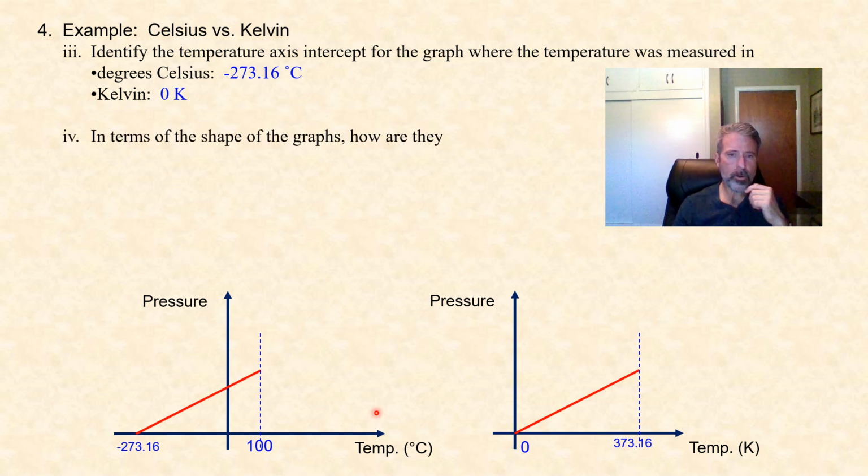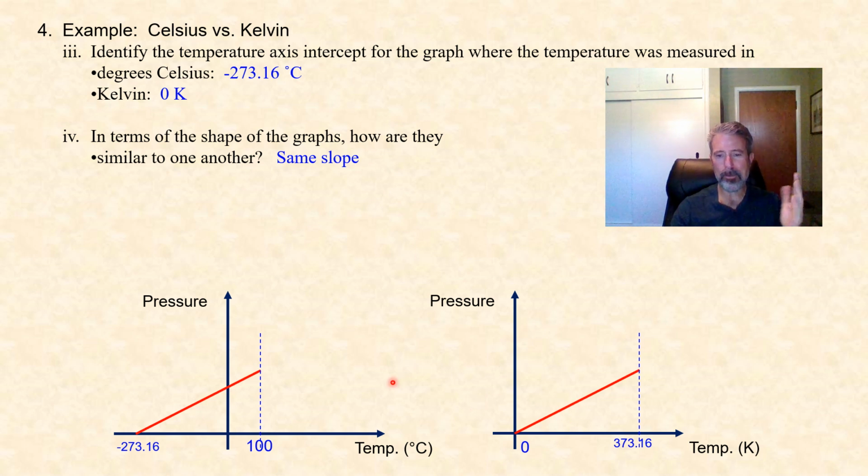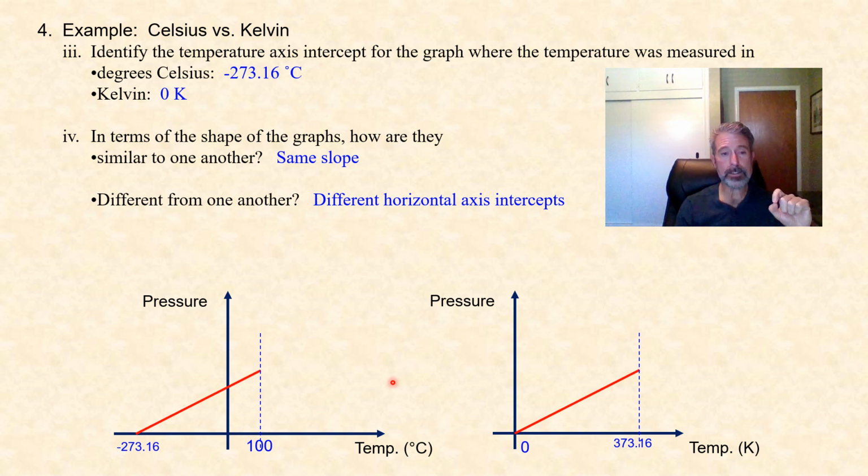In terms of the shape of the graphs, how are they similar to one another? Well, you'll notice that they have exactly the same slope, and what that tells you is that 1 degree Celsius has the same value as 1 Kelvin. The size of a Celsius degree is the same as the size of a Kelvin unit. Remember, we don't say degree. How are these graphs different from one another? Well, they have different horizontal axis intercepts. They intercept the horizontal axis, the temperature axis, at different points.